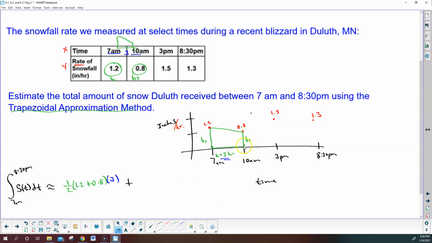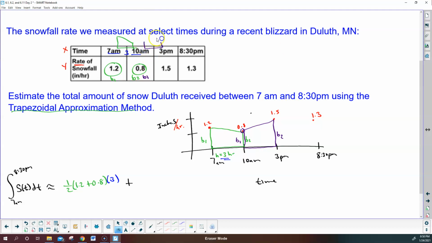So now I'll use a different color, and now I'm going to draw the next trapezoid between 10 a.m. and 3 p.m. So I'm going to go up, over, and down, and there's my trapezoid. Now notice, the green base 2 now becomes base 1 for the next trapezoid, and then I've got base 2 here. Well, what are their outputs? You can find that in the table. This base 2 in green now becomes base 1, right?